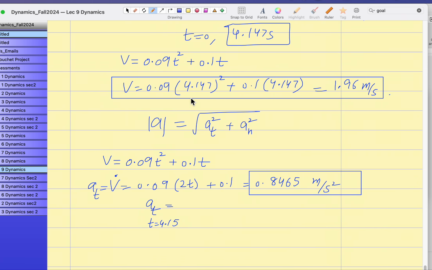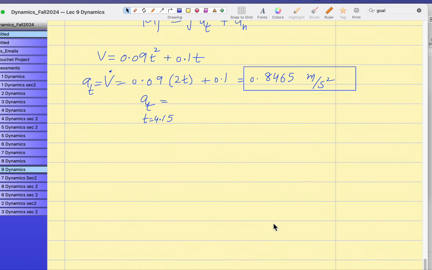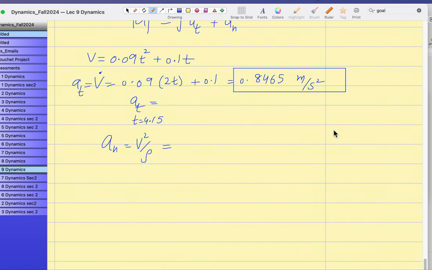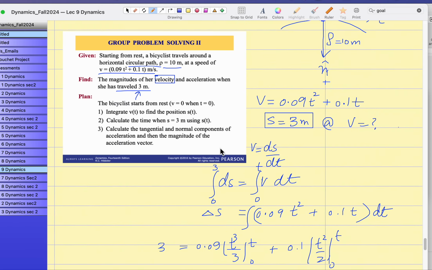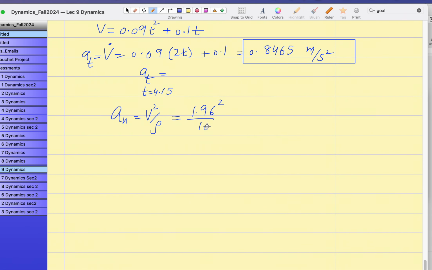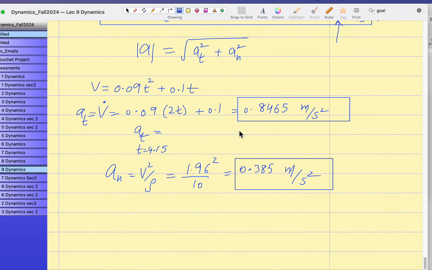After you do this, you can find the normal component of the acceleration, which is equal to v squared over rho. We already found v, it is 1.96, so I write 1.96 squared. The rho, the radius of curvature, has been given as 10 meters, so it is divided by 10. So do you get 0.385?